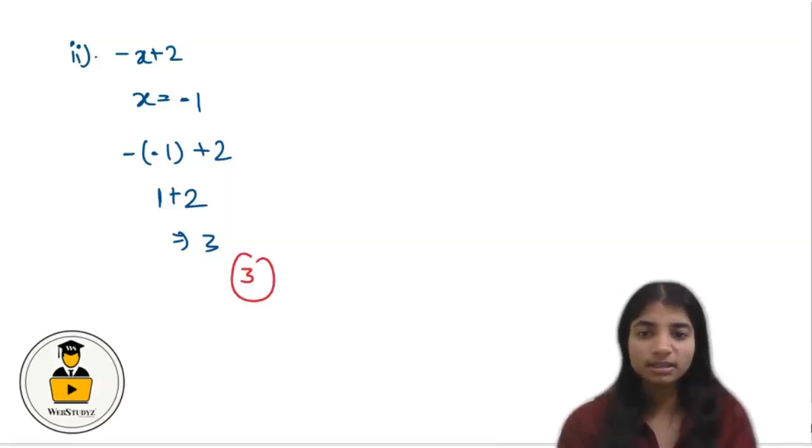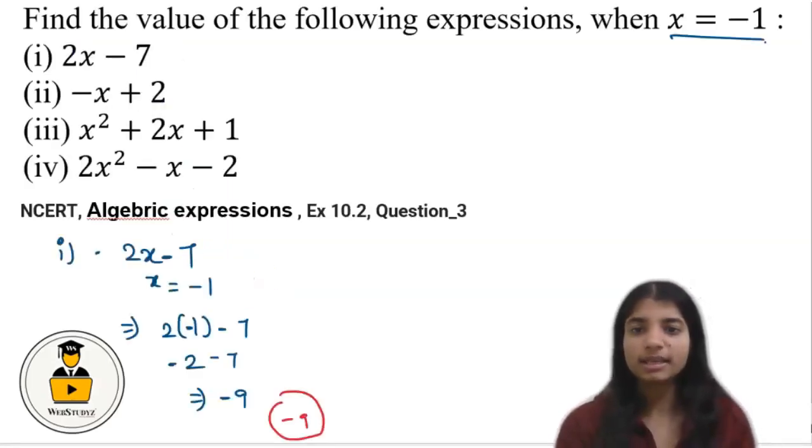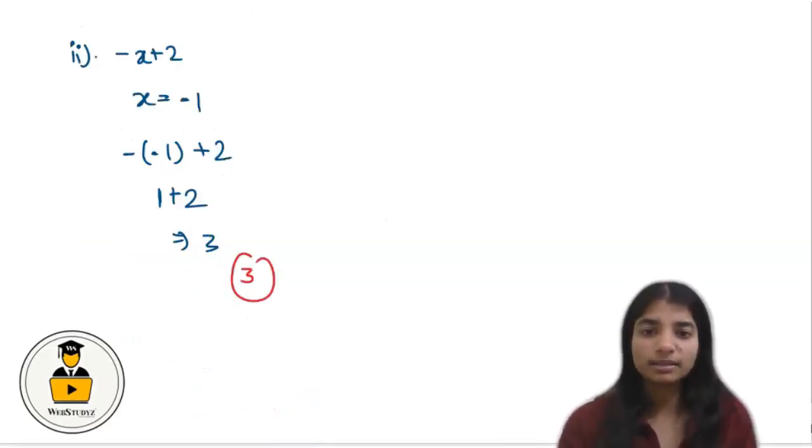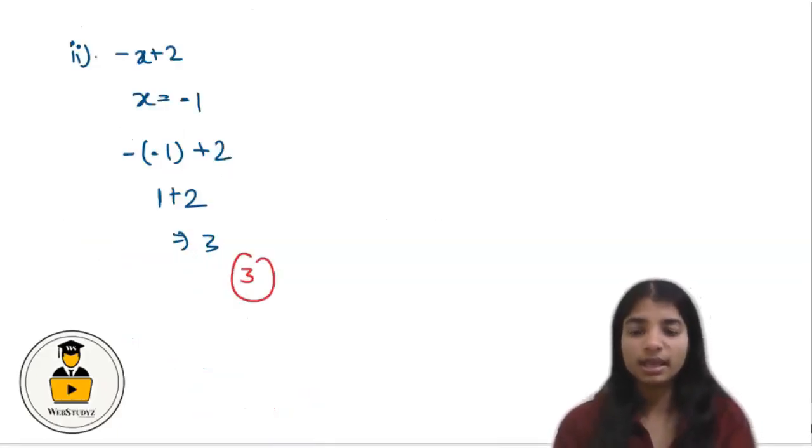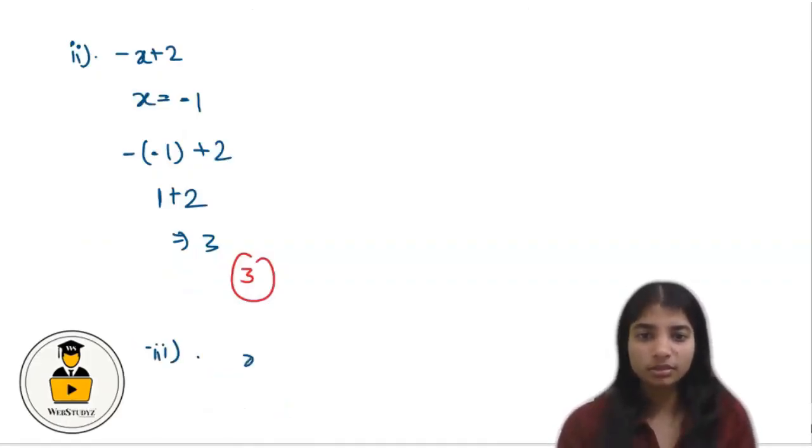Now part 3 is x raised to the power 2 plus 2x plus 1. So the third part is x raised to the power 2 plus 2x plus 1.